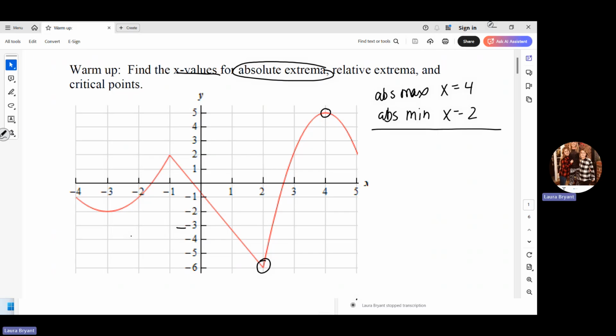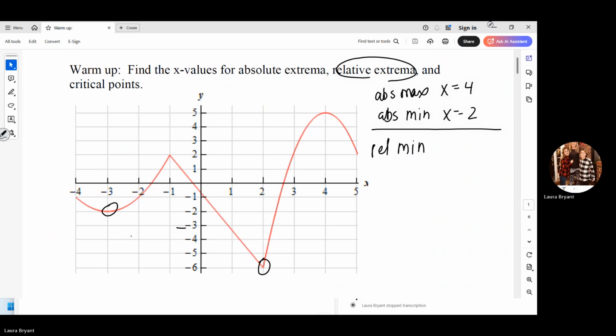Okay, then it asks for relative extrema. So relative extrema usually does not include the endpoints. It can kind of go either way on that. You have to look at the directions, but for the purpose of this warm up, we're not going to include the endpoints. Relative extrema is where there's a high or low point anywhere on the graph. It doesn't have to be the highest or lowest, it just has to be a low or high point. So these two would be relative mins, at x equals -3 and x equals 2. And then the relative max points, here and here, will be at x equals -1 and x equals 4.